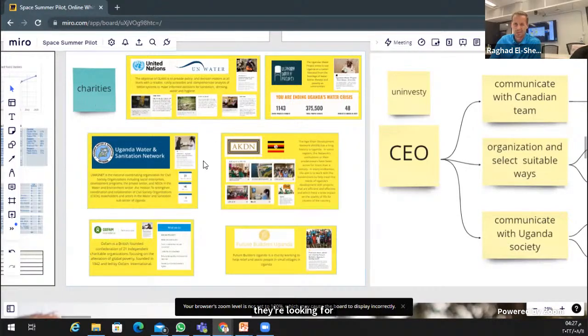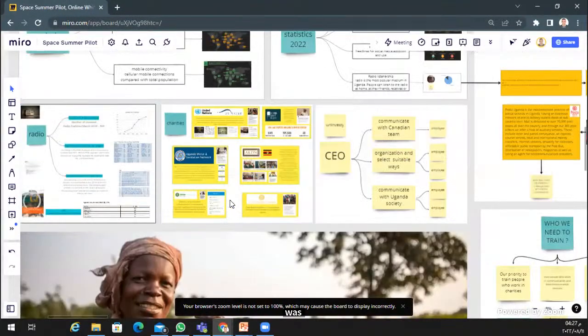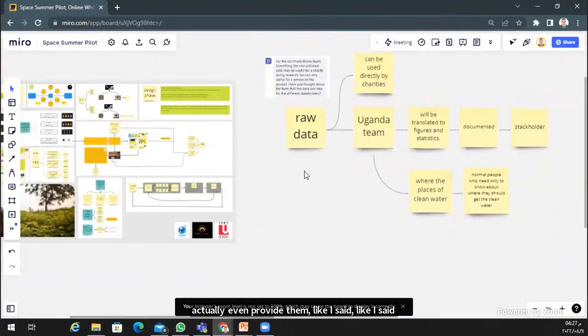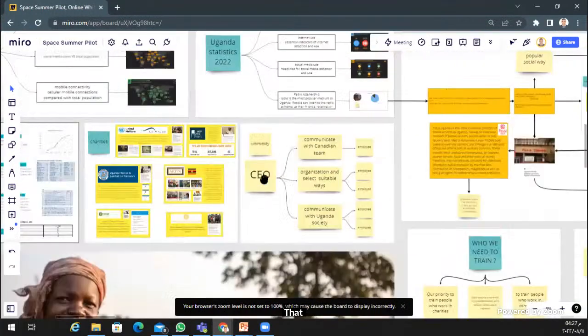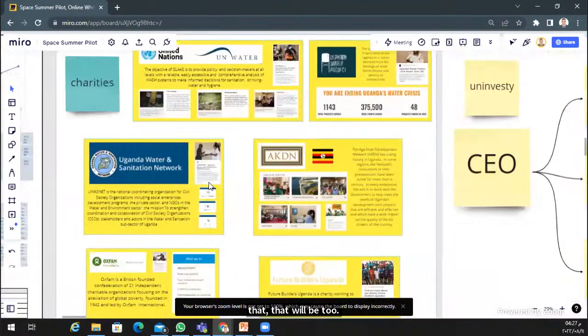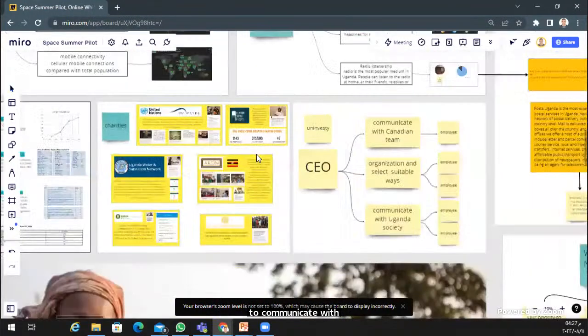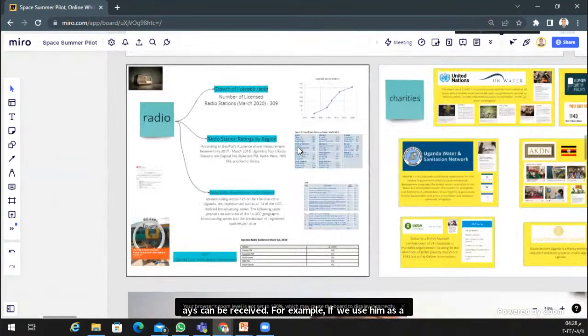Was that clear? Actually, we will provide them, like I said here, the data. This data will be taken to communicate with the areas where other social ways can be received. For example, if we use the radio as a main source to communicate with the community in Uganda, like I said, 87% of Uganda can use the radio.